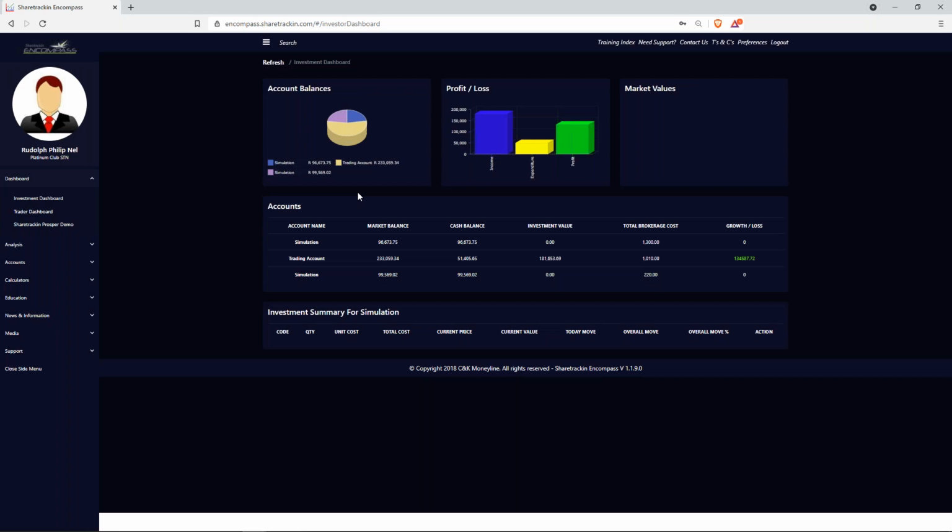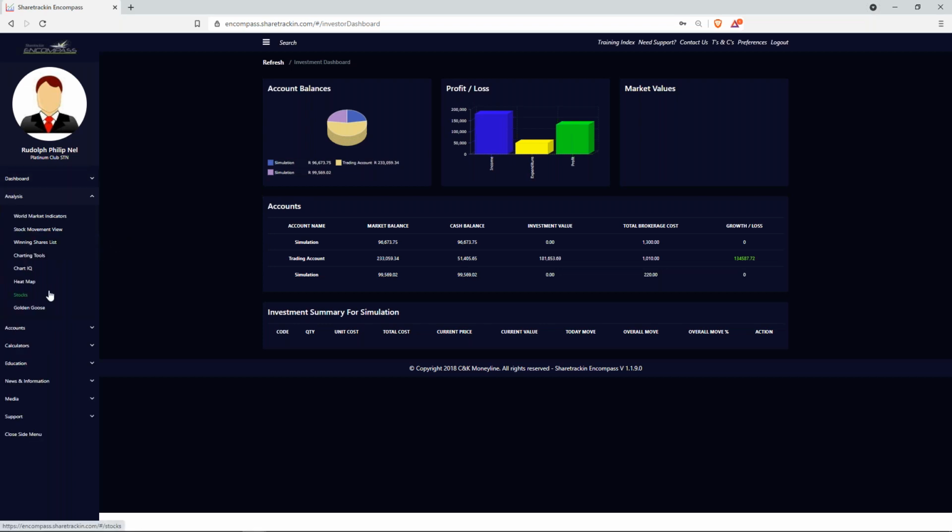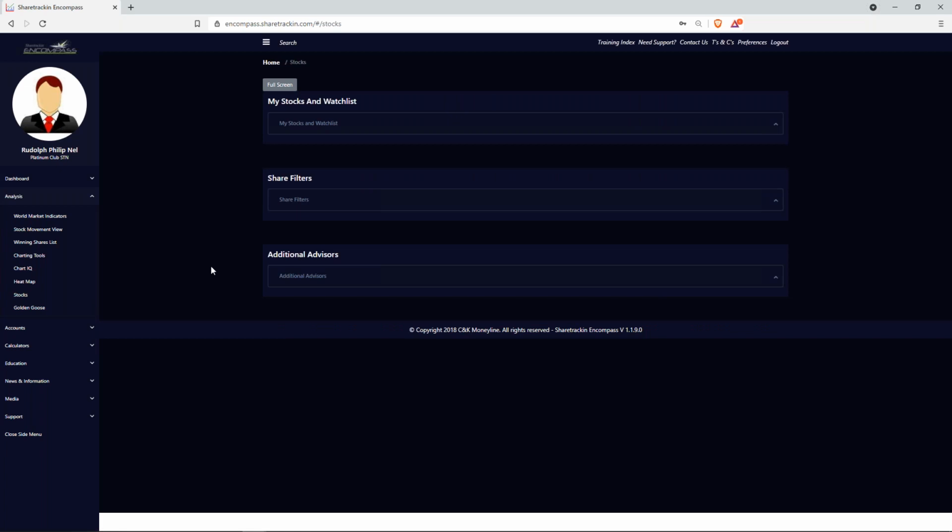My name is Rudi, and tonight we're going to go through the Sharetrackin Basic 2. Tonight we're going to go through the stocks page and also show you how to buy shares and how to analyze the share on your chart, obviously, before you go and buy. So first of all, we're going to go to analysis, then go to stocks, and it's going to give you three different lists.